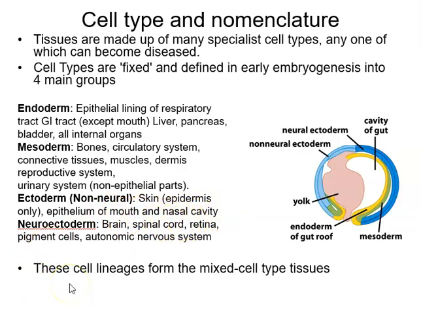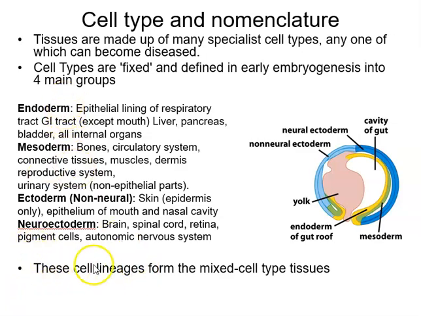And then we've got the neuroectoderm, which results in the brain, spinal cord, a lot of the neuronal support cells, retina, autonomic nervous system, and the pigment cells within skin, the melanocytes, they come from the neuroectoderm. So these pigment cells are often very closely related to neuronal cells.